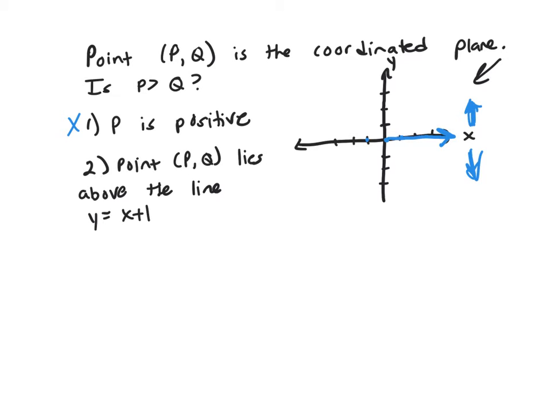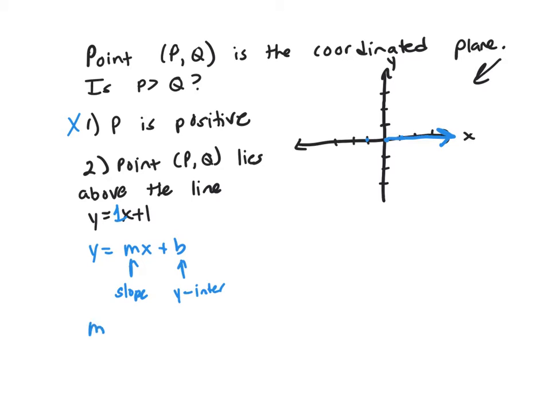Okay, now let's erase a little bit, if I can find my eraser. And point PQ lies above the line y equal x plus 1. Y equal x plus 1, that's y equal mx plus b. M is the slope, and b is the y-intercept. So there's a 1 here.